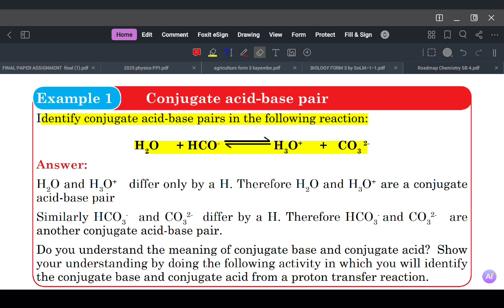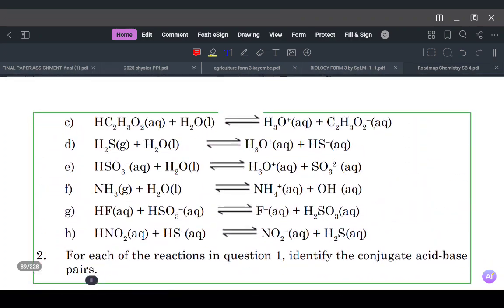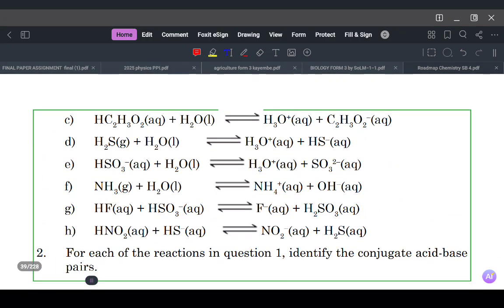All right, so let us see if you have understood this, if you can do the same for these examples. All right, in this first example, we have HC2H3O2, and on the other side, all right, on the other side.